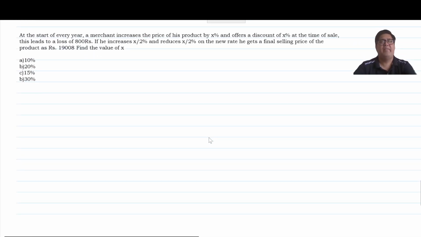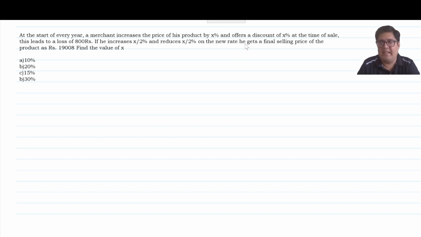At the start of every year, a merchant increases the price of his product by X percentage and offers a discount of X percentage at the time of sale. This leads to a loss of rupees 800. If he increases the price by X by 2 percentage and decreases by X by 2 percentage on the new rate, he gets a final selling price of rupees 19,008. Find the value of X.